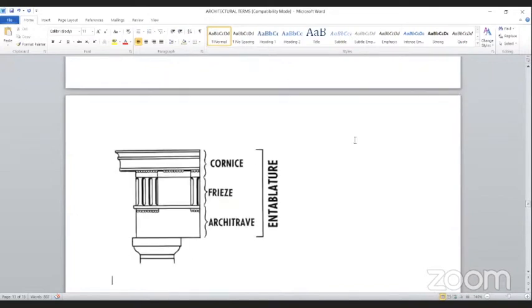Ma'am, in the picture, is it showing the part between a column and roof? No, after this there's a roof. After the cornice, there's a roof. From here to here, it's the entablature. Then this is the capital, then the column stops. So the entablature has cornice, frieze, and architrave. These are the parts. What is a cornice?